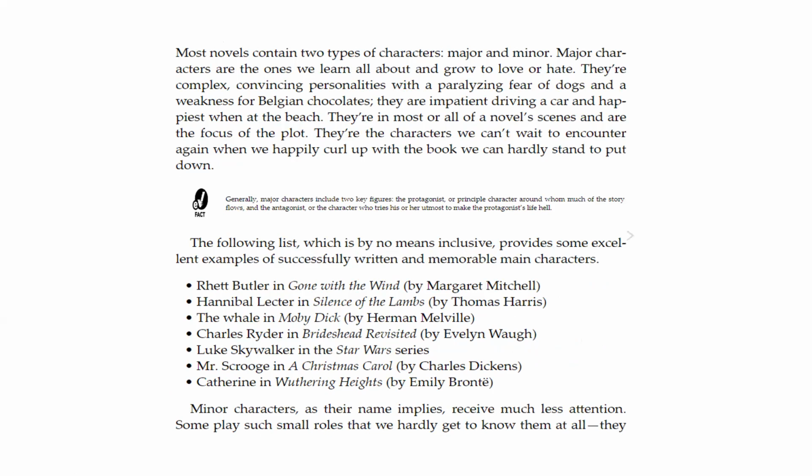Major characters are the ones we learn all about and grow to love or hate. They're complex, convincing personalities with a paralyzing fear of dogs and a weakness for Belgian chocolates. They're impatient driving a car and happiest when at the beach. They're in most or all of a novel's scenes and are the focus of the plot. They are the characters we can't wait to encounter again, when we happily curl up with the book we can hardly stand to put down.